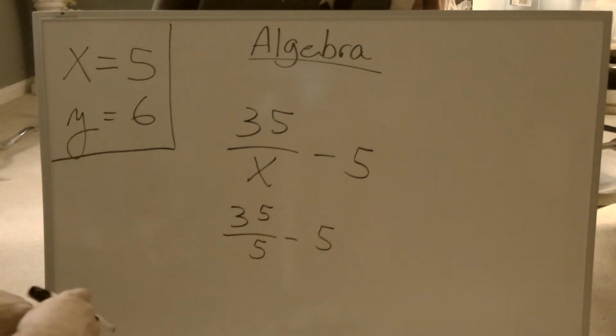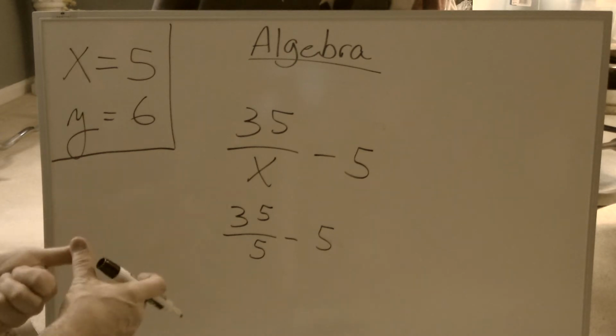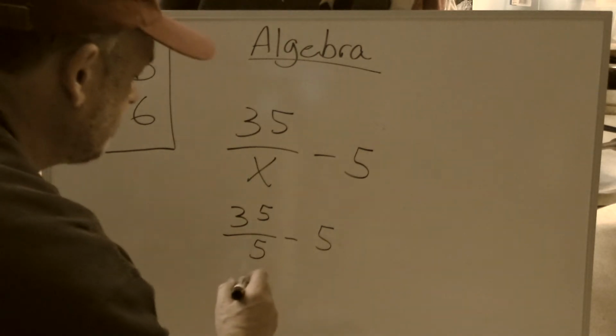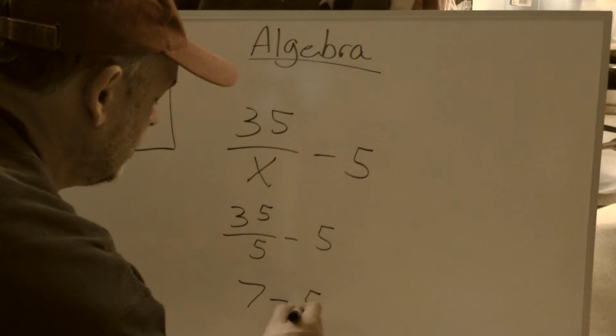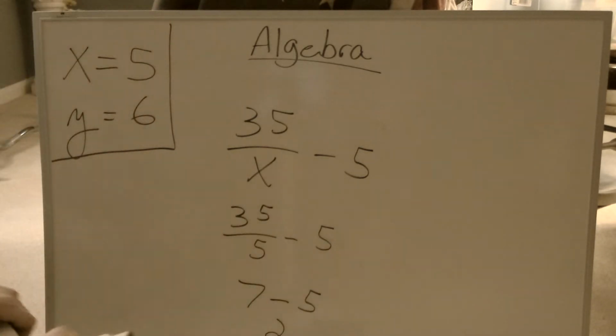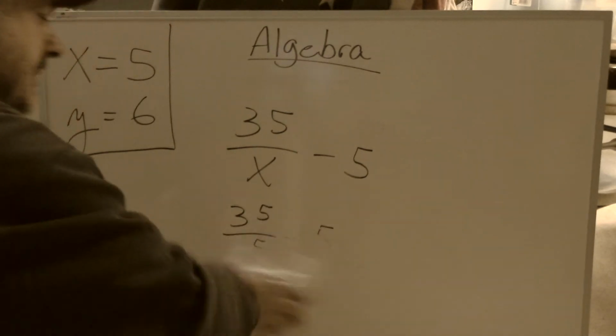Well, how many times does 5 go into 35? 5, 10, 15, 20, 25, 30, 35. 7. 7 times minus 5. 7 minus 5 is 2. So your final answer is 2. A little more complicated, but easy.